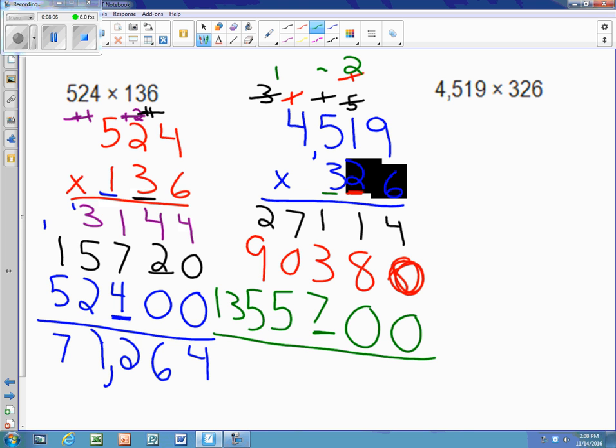Now I'm going to add this all up. And I have my answer. And that's how we multiply with the standard algorithm.